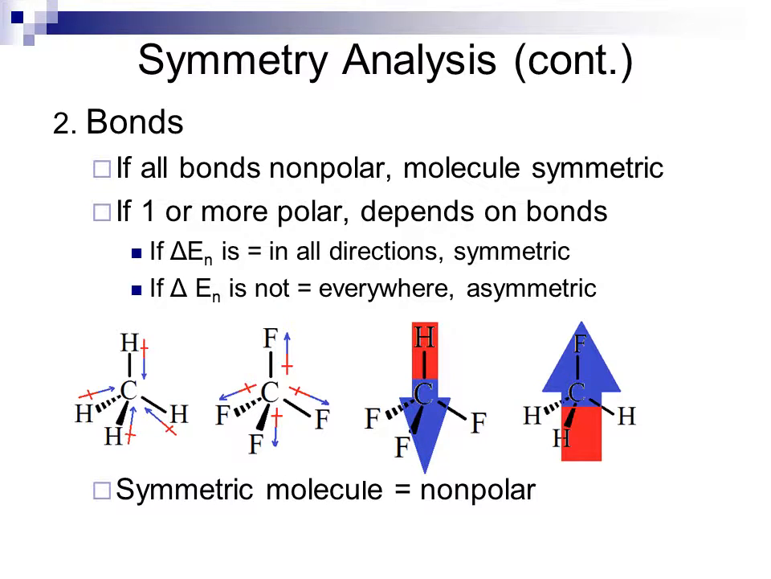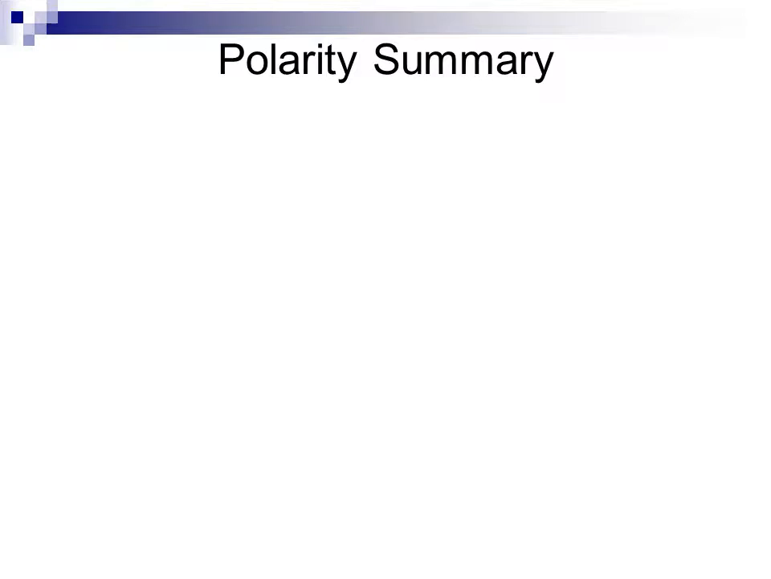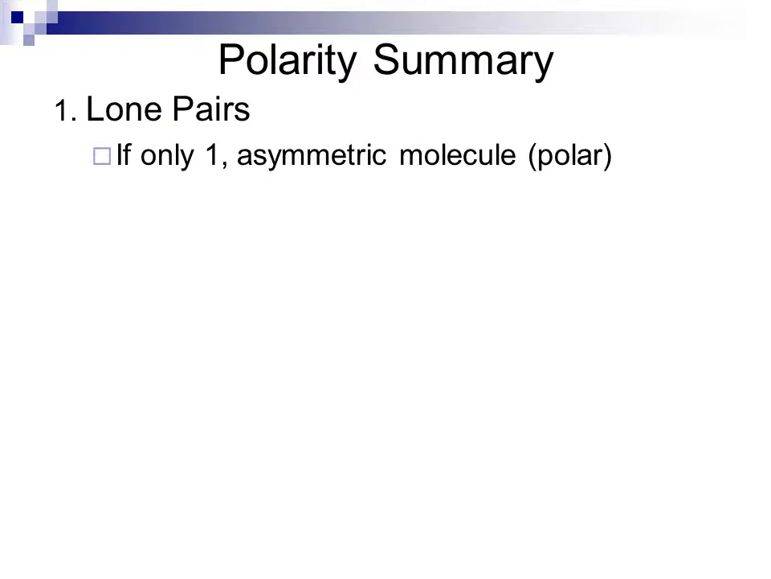So the symmetry of the molecule determines its polarity. If the molecule is completely symmetric, it is going to be nonpolar. However, if it is asymmetric, because of either lone pairs or bonds, it will be polar. So in summary then, we first look at the lone pairs. If there is only one lone pair on the central atom, it will be an asymmetric molecule, which will be polar. If there are 2 or more, then it depends on the orientation of the lone pairs.